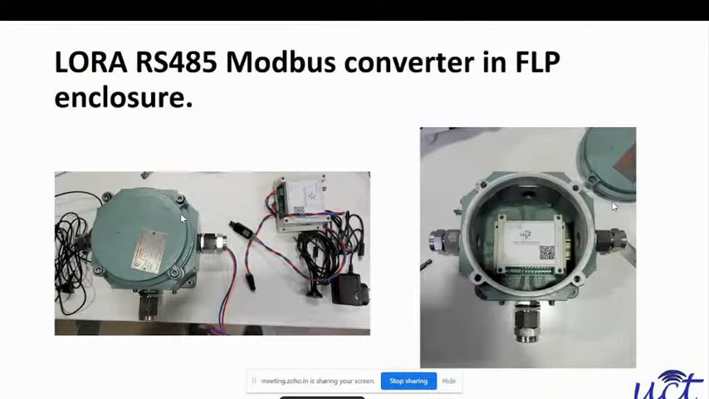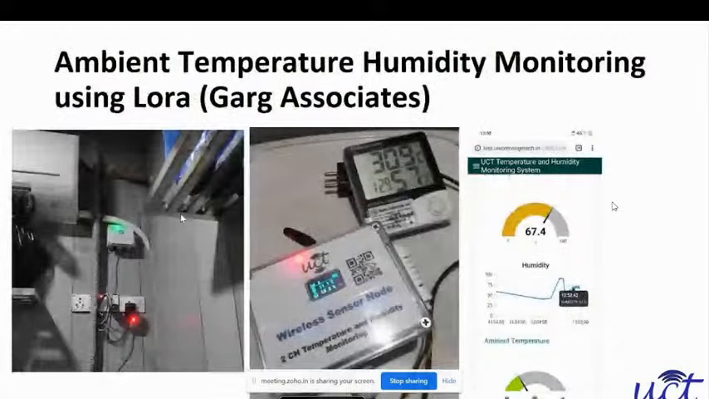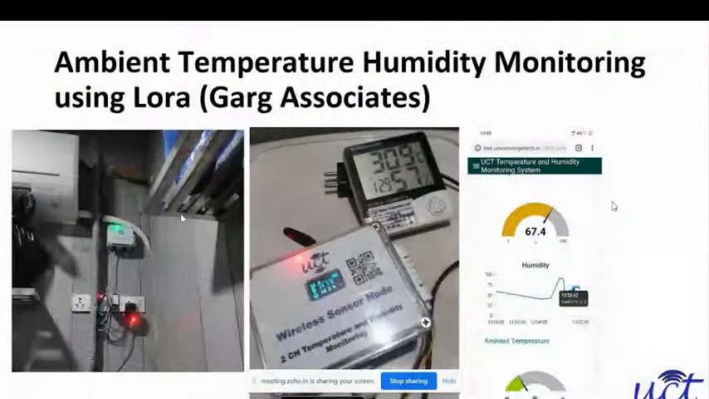This is the image of our device enclosed in flame-proof enclosures that is deployed in IOCL. And then we have a temperature and humidity monitoring solution for an aerospace wire manufacturing company. And here you can see we have deployed these sensors, and this is the dashboard. It is deployed in the mixing room of the insulation for wire coating, and then it is integrated with their ERP system for their compliance.